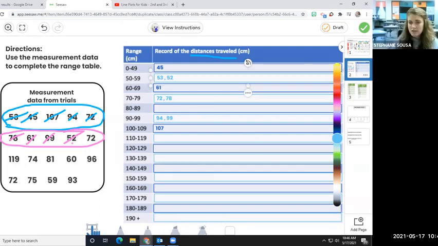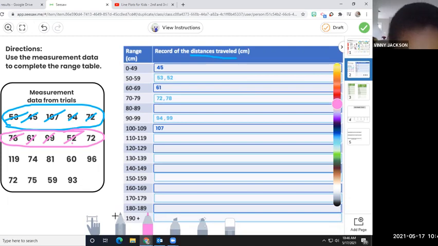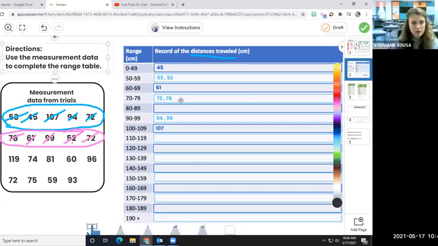What about 72? Where's 72 going? Vinny, where's 72 going to go? 70 to 79. Excellent. 72 is going to go in 70 through 79. So look at that. There are two 72s. We do write both of them, okay? Because two cars drove to 72 centimeters. Two different people's cars, okay?